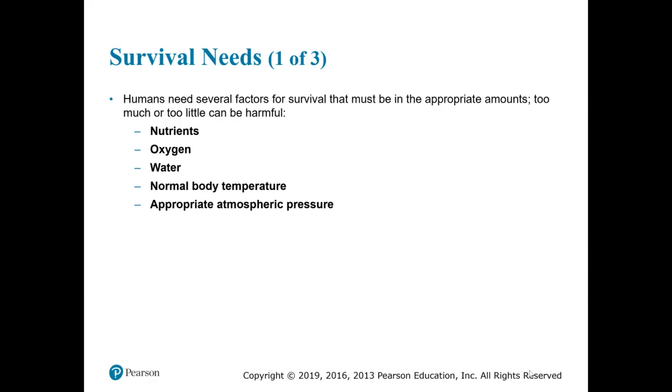So I don't think that this is going to be a big surprise to you. We need several factors for survival that must be, now check out what this says, must be in the appropriate amounts. Too much or too little can be harmful. Does that sound familiar? That's my Goldilocks for you. Too much is bad, too little is bad, just right is good. And so we'll go over each one of these: nutrients, oxygen, water, normal body temperature, and related to oxygen, appropriate atmospheric pressure.